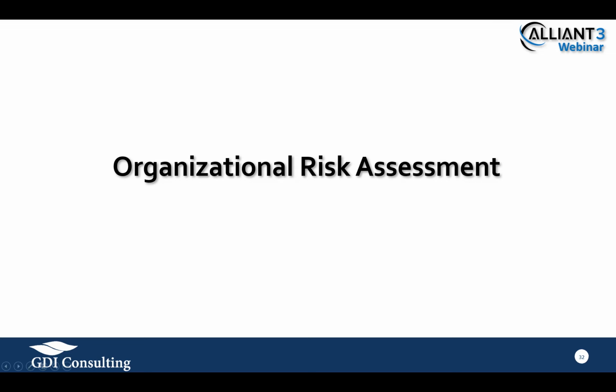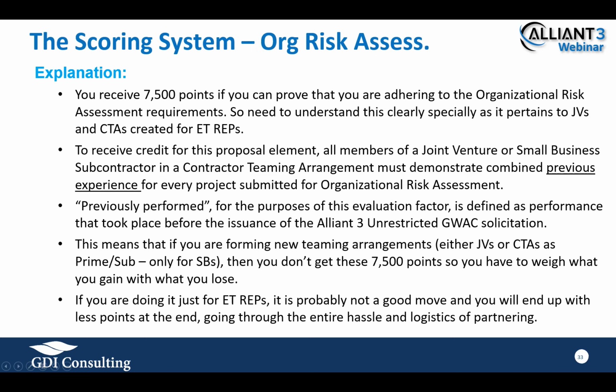And this is why I have put this right here so we can discuss it. So as I said, you receive 7,500 points if you can prove that you're adhering to the organizational risk assessment requirement. So you need to understand this clearly, especially as it pertains to JVs and CTAs created for ETREPs. To receive credit for this proposal element, all members of the joint venture or small business subcontractor in a contracting teaming arrangement must demonstrate combined previous experience for every project submitted for organizational risk assessment. So all the projects that you submit must have been done together as the JV or as the prime sub.